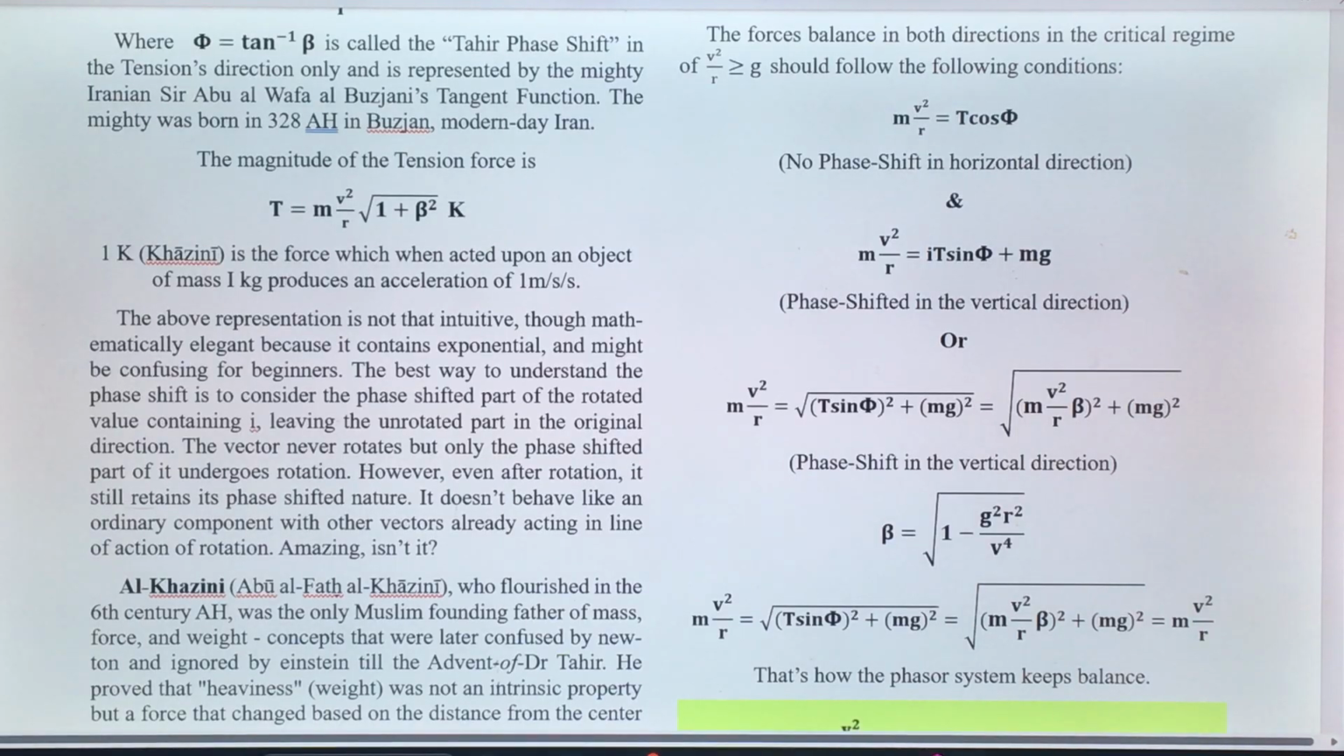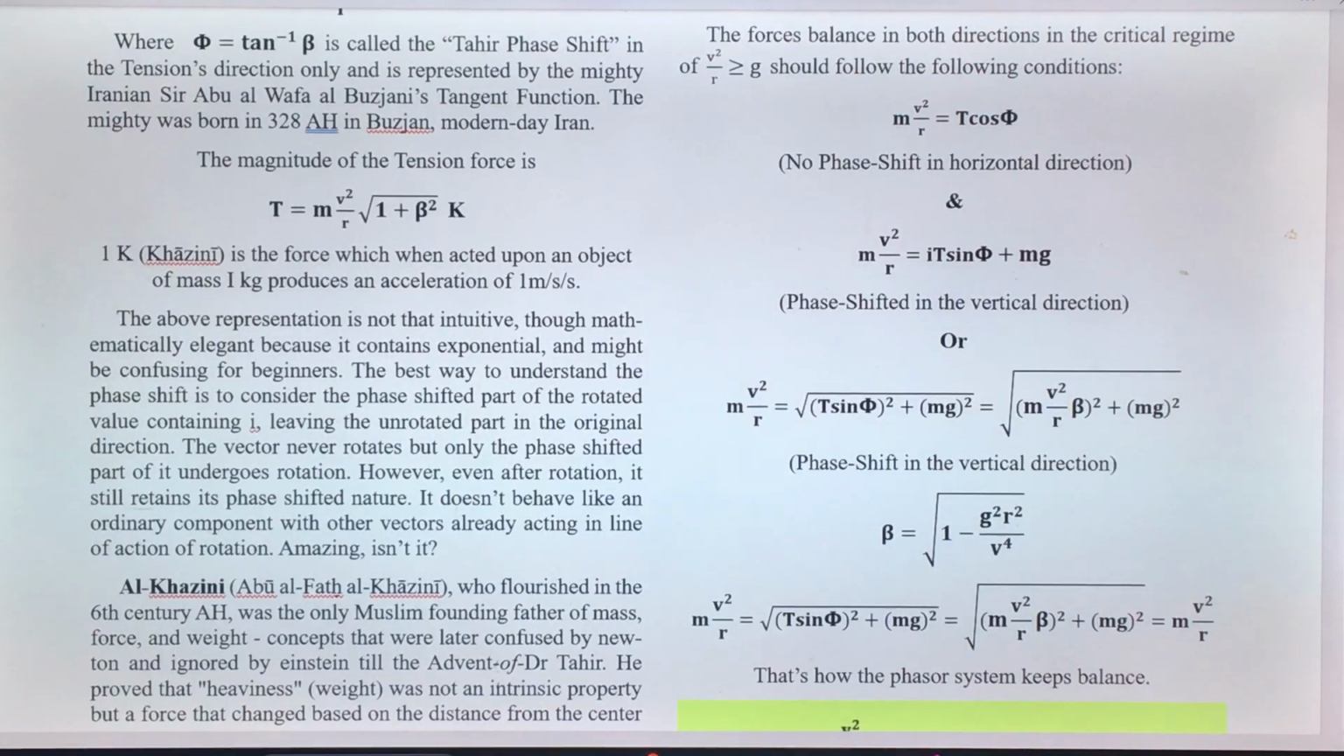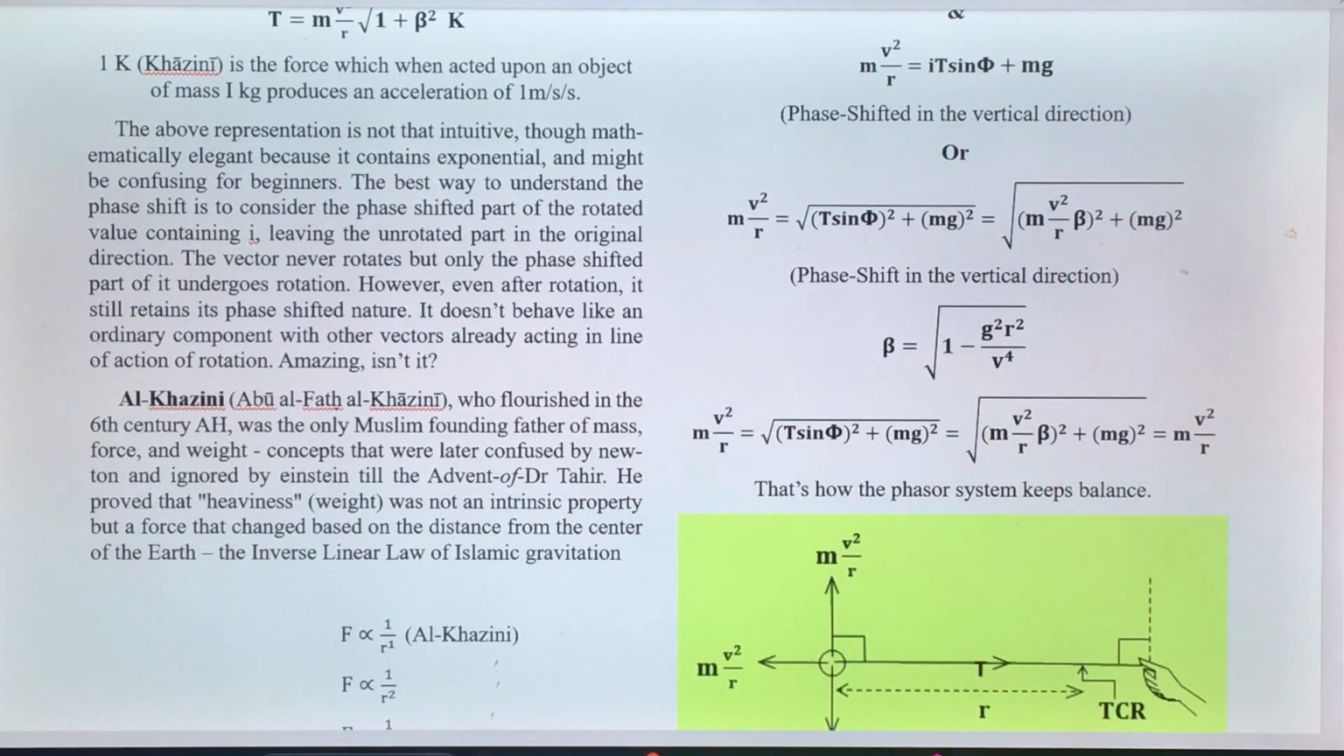Okay, so since it's a phase shifted force, it's not a regular force that will just be added in the direction of mg. So it's a phase shifted force. It will be added in a complex manner, like the magnitude of a complex number. So phase shift in the vertical direction. Okay, so beta is equal to 1 over g. Okay, so mv square over r, mv square. Okay, that's how the phasor system keeps balance.